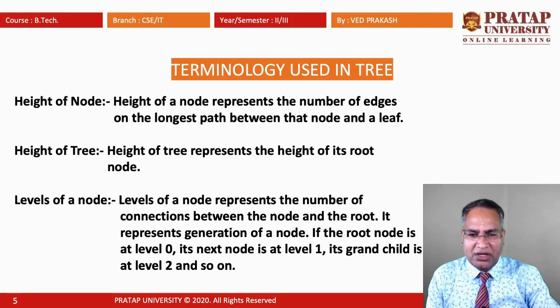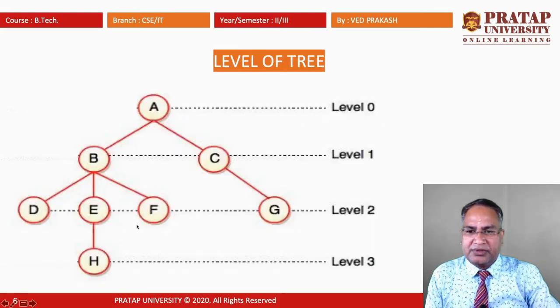If the root node is at level 0, then its next node is at level 1 and its grandchild at level 2, and so on. This diagram shows how we determine the level. So, the level of the root is always 0. The next nodes, the children of the root, are always denoted by level 1, and this process continues.